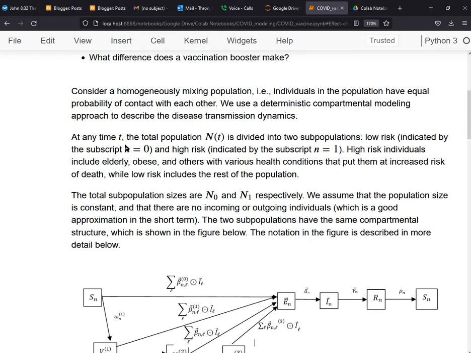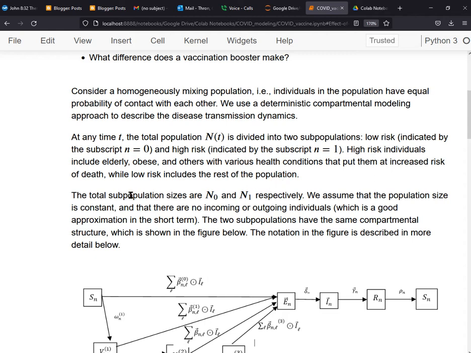All right, so now at any time t, the total population N(t) is divided into two subpopulations: low risk, indicated by the subscript n equals 0, and high risk, indicated by the subscript n equals 1. So when you see the subscript n, that's referring to two subpopulations, low risk and high risk. 0 refers to low risk, 1 refers to high risk. High-risk individuals include elderly, obese, and others with various health conditions that put them at increased risk of death from COVID, while low risk includes the rest of the population. Again, this is a simplification, but one that can be helpful.